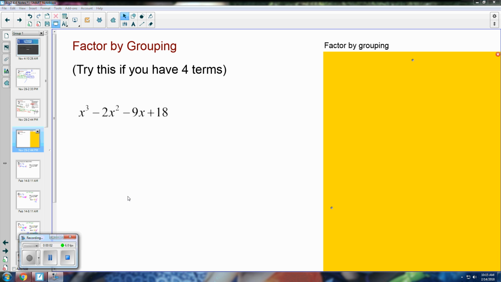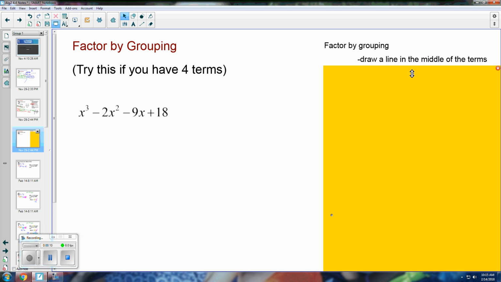This video is to show you how to factor by grouping. So if you have a polynomial that has 4 terms, this is how you would factor by grouping. Start with these steps. Draw a line down the middle of the terms. So I'm just going to put a line here between the first 2 terms and the second 2 terms.